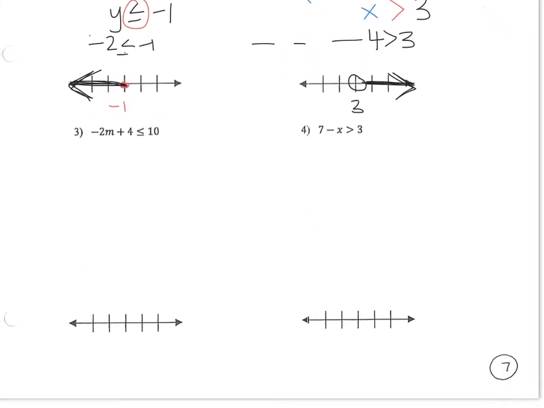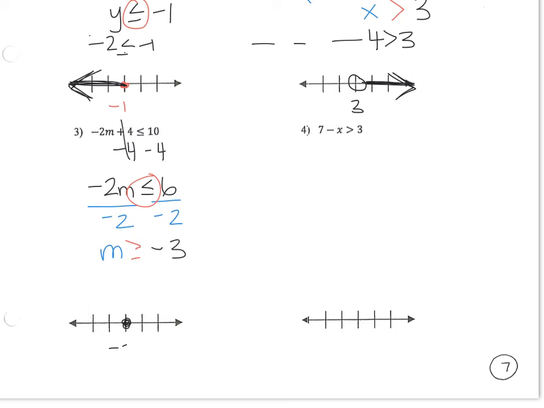Okay, number 3. We're going to subtract 4 from each side. So I'm going to have negative 2m less than or equal to 6. Now I'm going to divide both sides by negative 2. Since I'm dividing by a negative, it's going to change to greater than or equal to. And 6 divided by negative 2 is negative 3. So I put a closed dot at negative 3. And it's greater than negative 3, so it's going to the right.